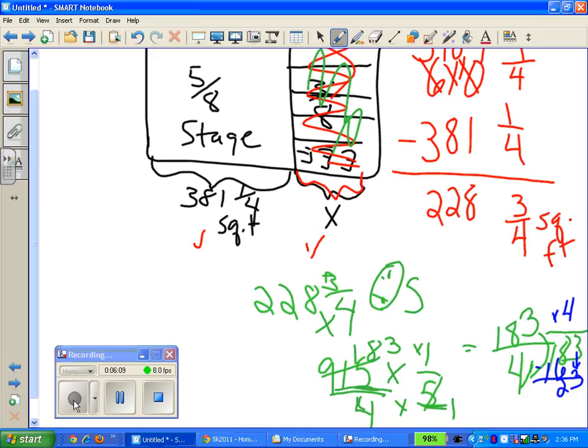How many 4s are in 23? 5. Good. So 45 there. 20, and we have a remainder of 3, so the answer is 45 and 3/4. And I really am out of room here. Sorry for this confusing. So 45 and 3/4 square feet.